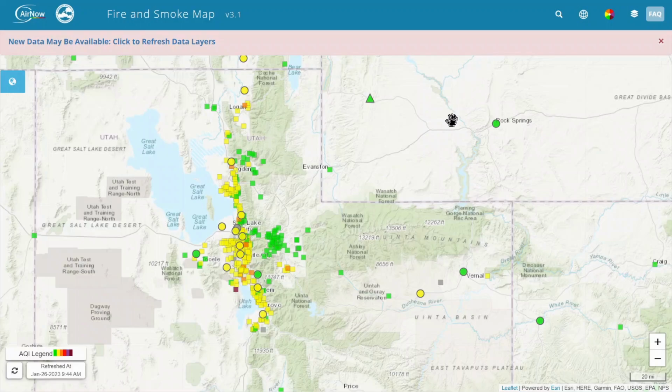Okay, a couple other neat features on the fire and smoke map are the color vision assist. The AQI colors were not designed very well for people with color blindness issues, and so when you turn this on, it's going to help those folks to distinguish between the different levels. And it also has an option to translate everything on the page into Spanish.